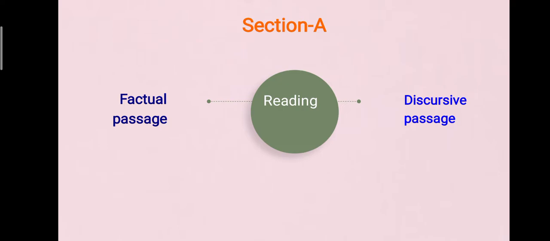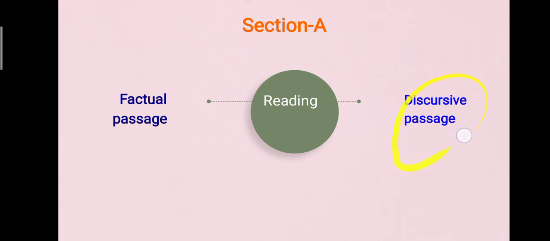Section A, reading, has 2 kinds of passage: factual passage or else discursive passage. So factual passage means it is composed of information in a direct manner about a particular subject. So these passages focus completely on details or facts. So it may include instructions or a report or a description. And it always helps the reader to develop a complete idea of a specific person, place, object, or thing.